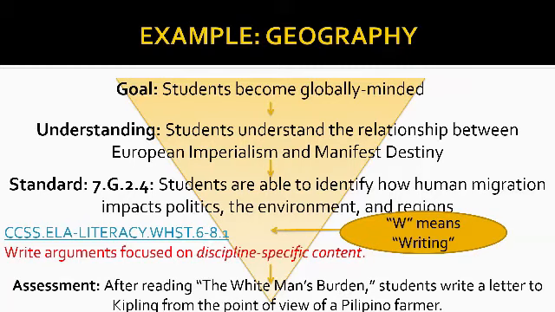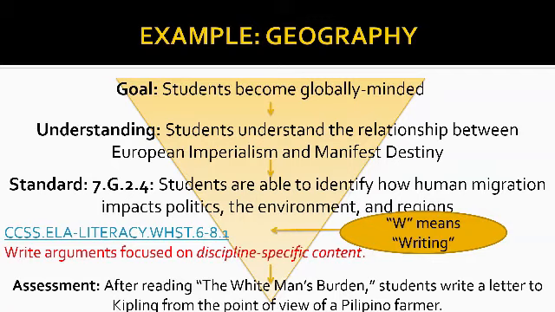Now notice that the standard is a content standard. Students are able to identify how human migration impacts politics, the environment, and regions. Now notice that this Common Core literacy standard says WHST. That means writing, history, science, technical subjects. W means writing. If you don't have a W in that standard, it won't be a writing standard. Notice I have picked write arguments focused on discipline-specific content.